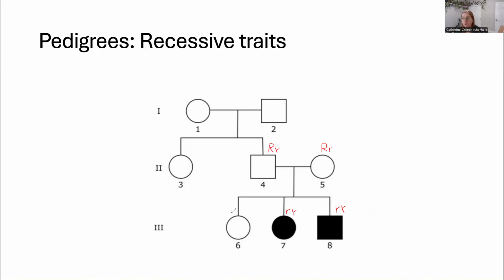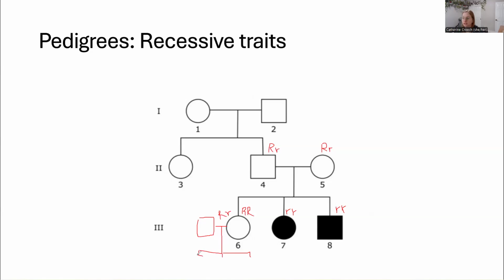Now, their daughter over here, she has at least one big R because she does not have the recessive condition, but she could be a heterozygote, or because both her parents have big R's, she could be homozygous dominant. We don't know. And we won't know unless this person decides to have children. And if they have children, let's say they have 3 of them.